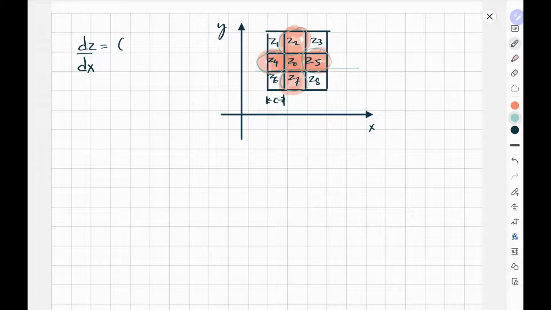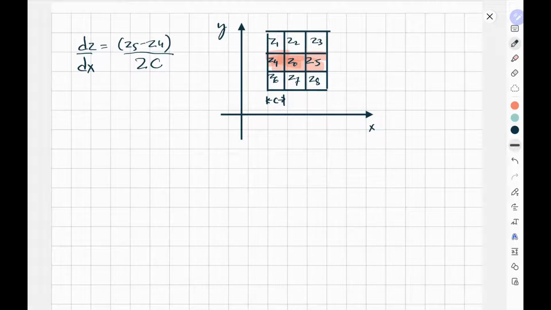Now let's go for the x direction. So in the x direction, let me remove this color so that it is easy for you. In the x direction we have the formula Z5 minus Z4, whole divided by 2 times C.